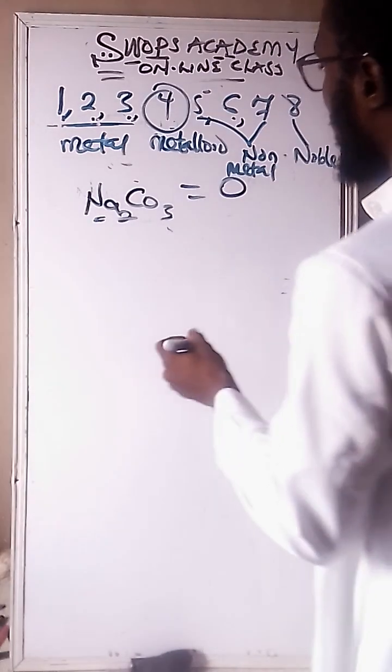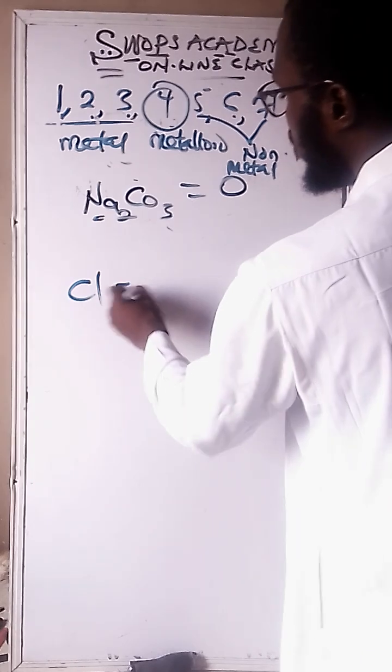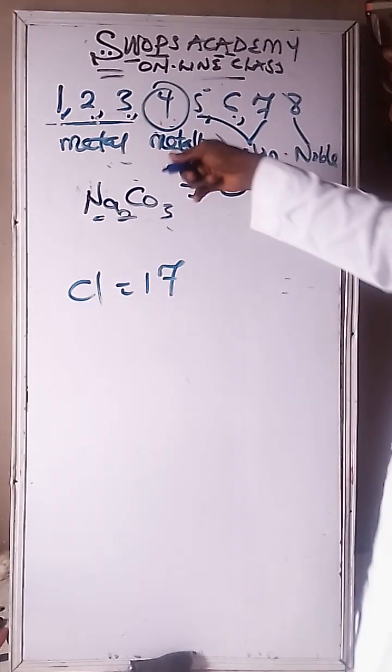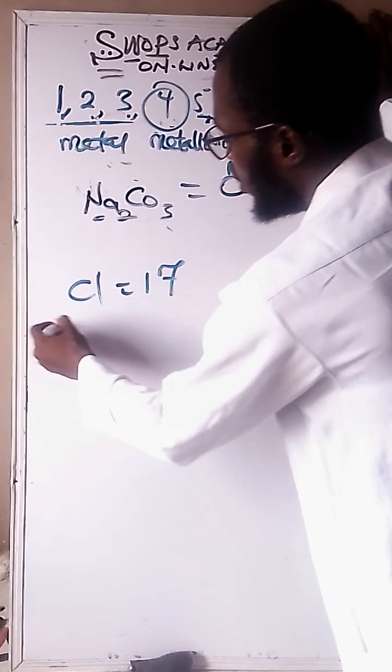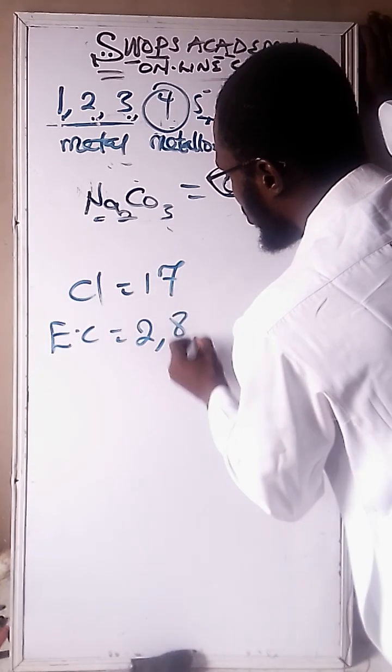In this topic, you have also learned how we can classify elements into metal, metalloid, then non-metal. Assuming I'm having chlorine, chlorine is what? Number 17. Because we really need it. If you don't understand it, we can't solve the question that we are about to solve. Chlorine is number 17. The electronic configuration, that is the atomic number, will be 2,8,7.